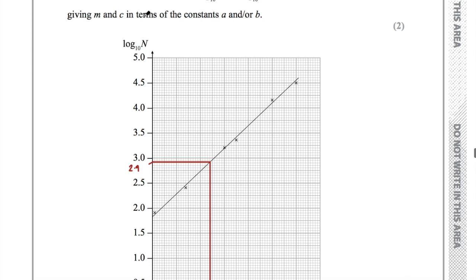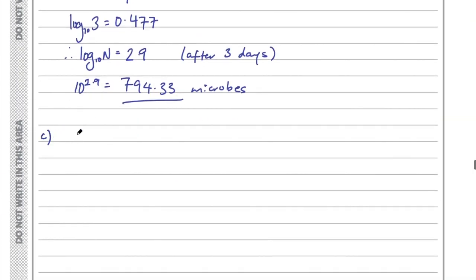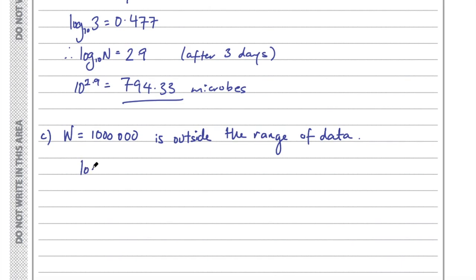That's outside of the range of this graph. So we'd have to keep going. 6 would be up here, and we clearly haven't graphed that far, and so that's outside of the range of data. So we can say for C, n equal to 1 million is outside the range of data, and we could just say that log of 1 million equals 6, just to show that we're understanding why that's outside the range of data.